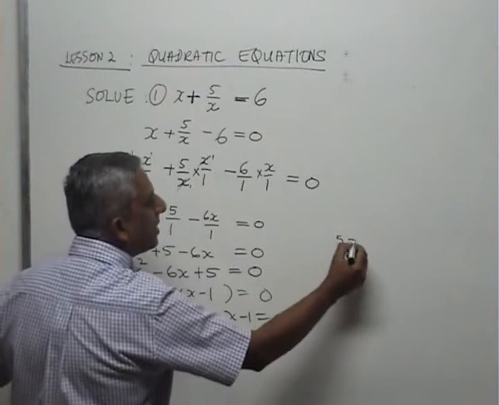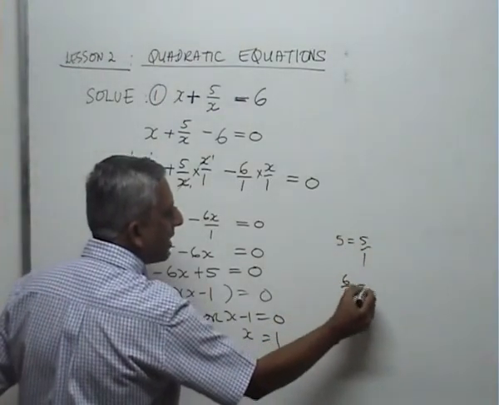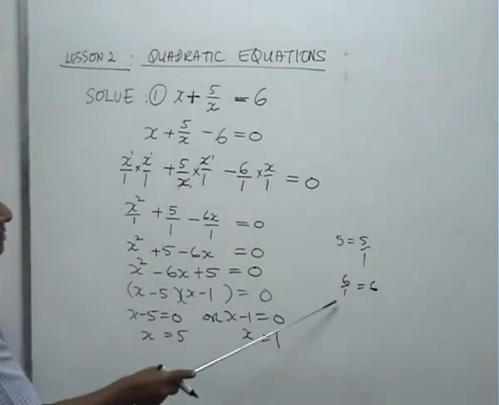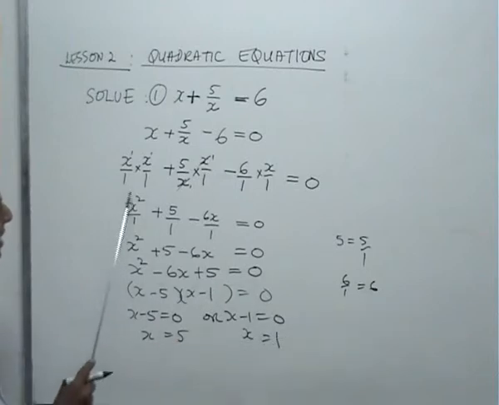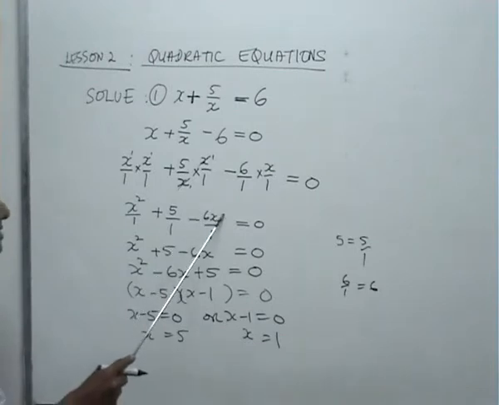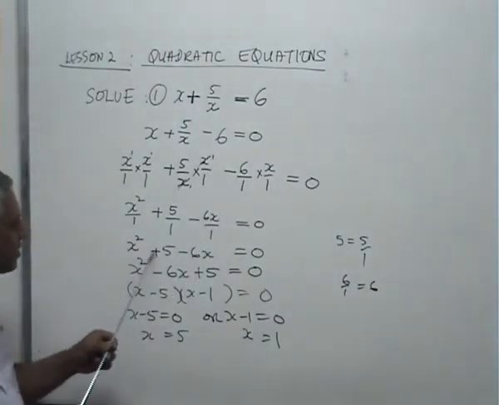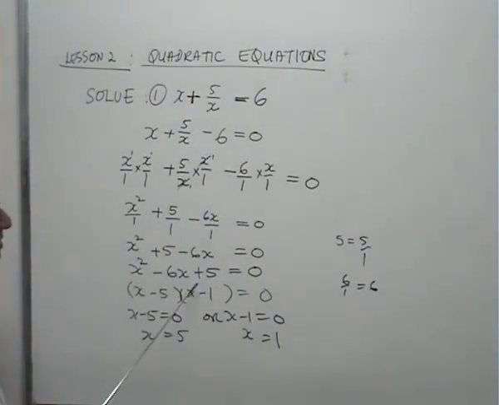5 is 5 over 1. So if I see 6 over 1, I can just write 6. On the other hand, 6 over 1 is 6. So if I see that over 1, I can just write x squared, I can just write 5, I can just write 6x. And then this is not in standard form, so you brought it to standard form. X squared minus 6x plus 5 equal to 0.